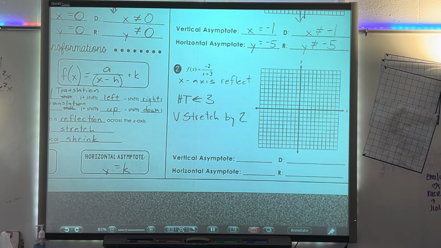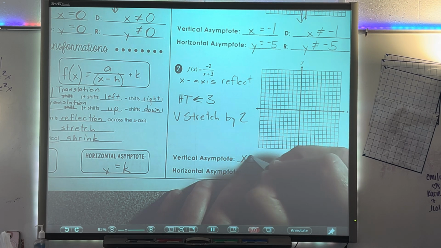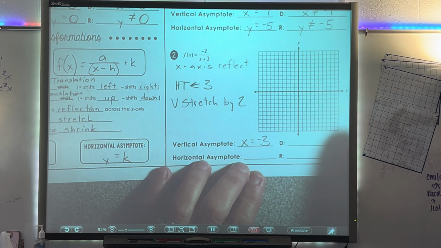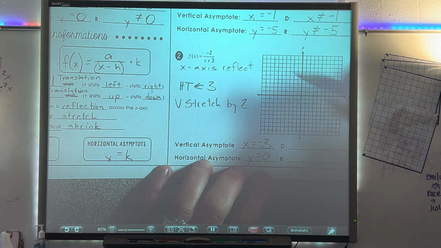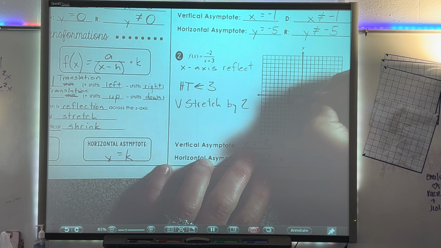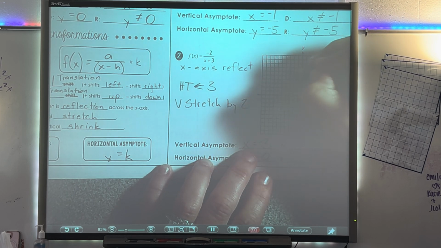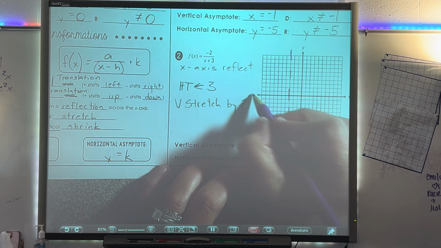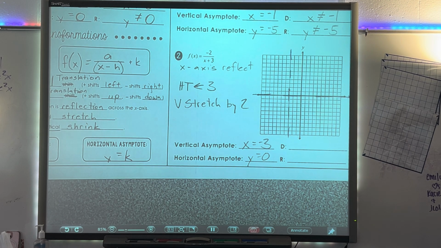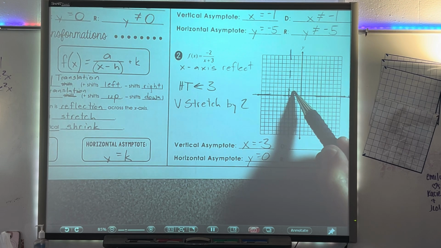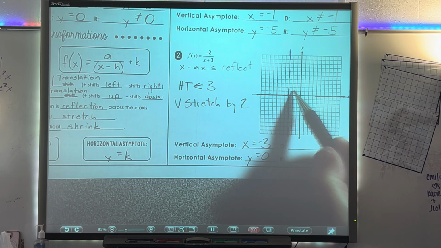All right. So I'm going to go ahead and identify what is my vertical asymptote. X equals -3. What is my horizontal asymptote? 0. Yeah, y is still 0 there. So I'm going to go ahead and do 1, 2, 3. I moved my whole graph over 3, so it moved that over. Now this point's not going to be here because of that 2. Does that make sense? And it was reflected.